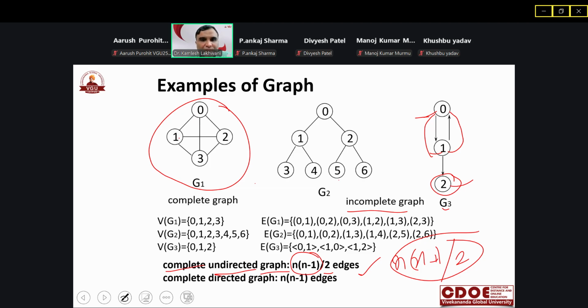Someone is saying something. Let me check. Okay. All are typing their roll numbers. Okay, just have a look.